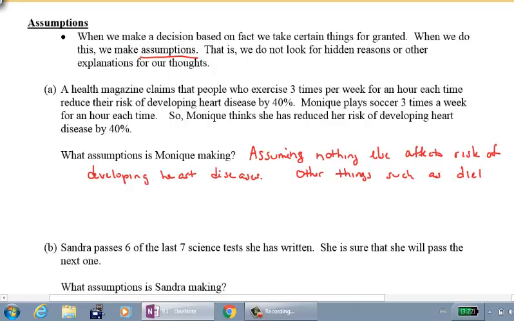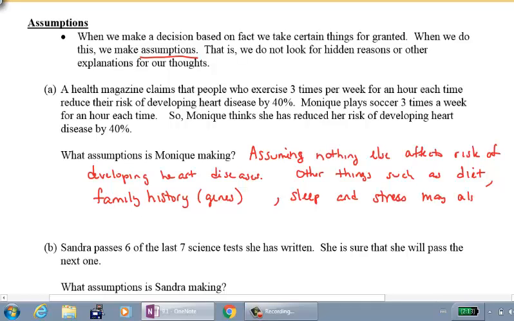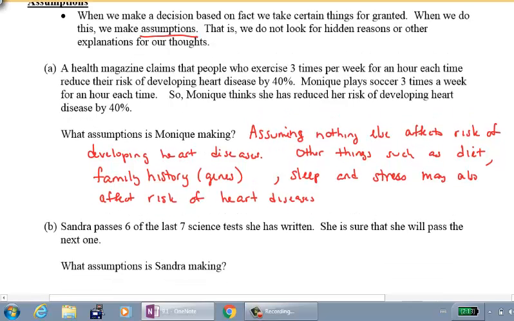Maybe your diet, like what you eat. Maybe your family history, like your genes, your gene makeup. Right? Maybe even the amount of sleep and stress that you have. Those could be factors too. So these may also affect the risk of heart disease. So really, she's assuming that all these other factors don't play a role. And that's most likely not true.